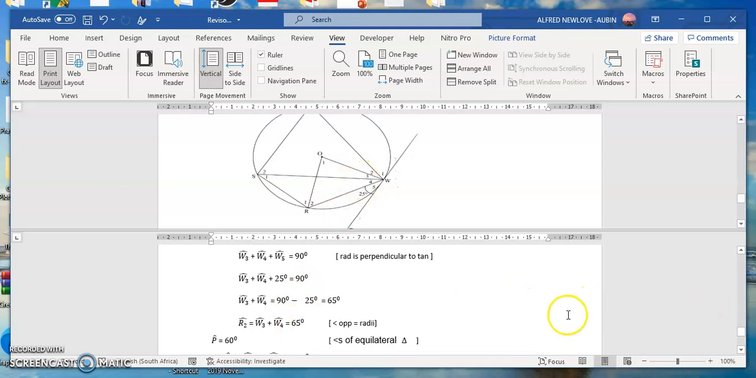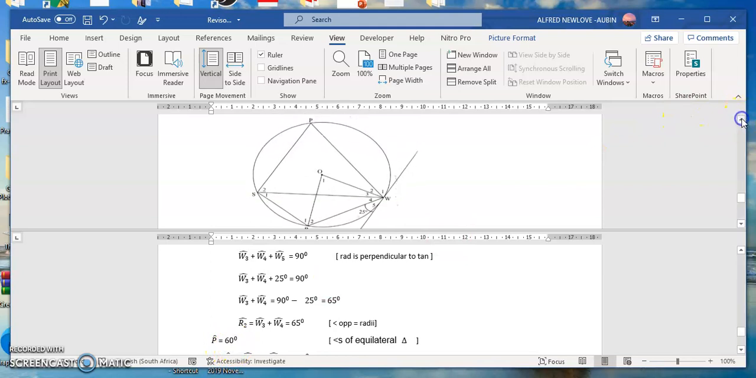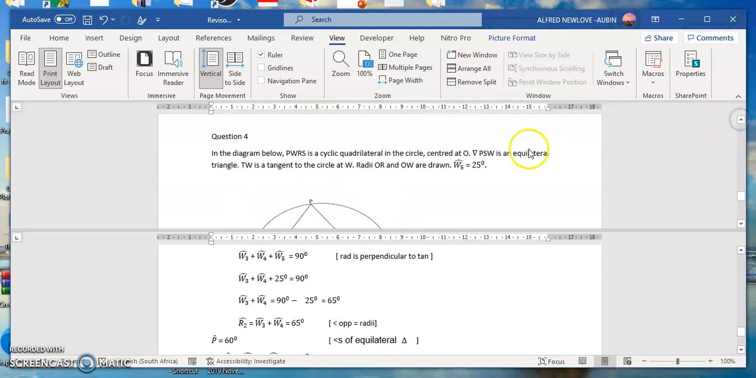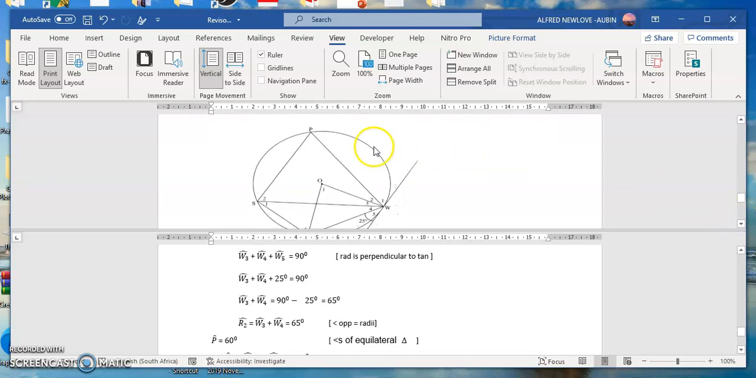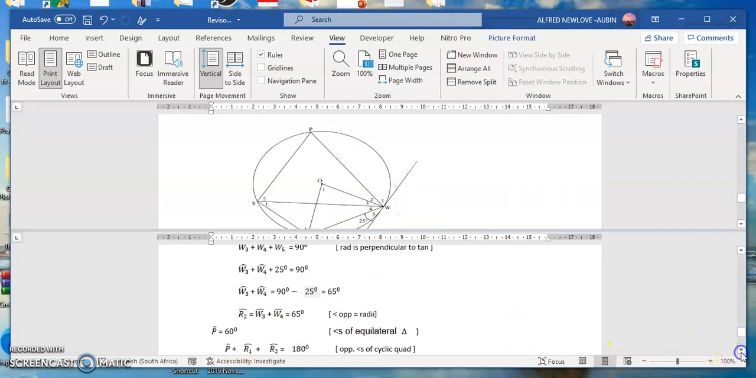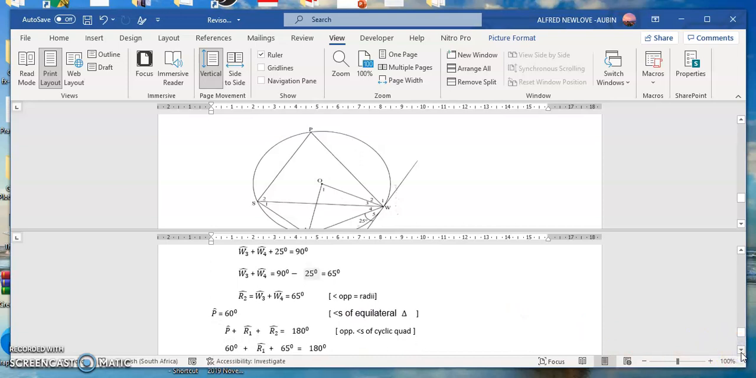Then P is equal to 60. Why are we saying P is equal to 60? I've already mentioned that in the question, they told us that PSW is an equilateral triangle. For an equilateral triangle, all the sides are equal and all the angles are also equal. So 60, 60, 60. They sum up to 180. So we can say that P is equal to 60, and the reason is angles of an equilateral triangle.